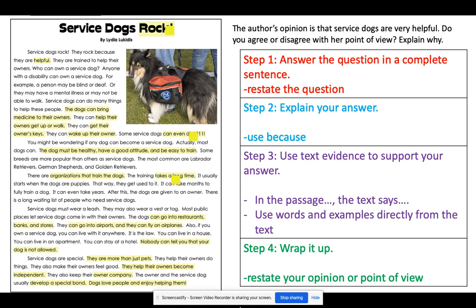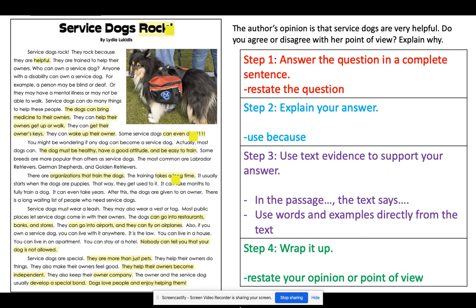Okay. So here we have some of the steps that you should take in order to answer one of these questions. So step one is to answer the question in a complete sentence. And a way to help you do that is to restate the question. So if the question says, do you agree or disagree with her point of view? I can write, I agree with the author's point of view that service dogs are helpful. Or I could write, I disagree with the author's point of view that service dogs are very helpful.